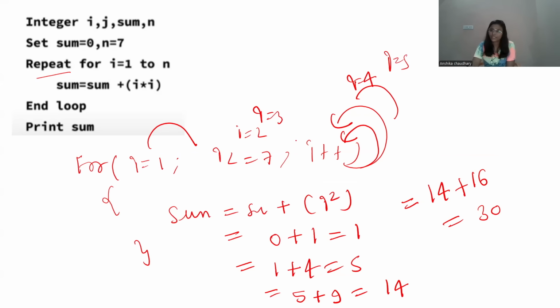5 is less than or equal to 7. Yes, the condition is true. It will again update the value of sum to 30 plus, this time 5 square, that means 25. So it will become 55. Once again, i value will become 6. It will check for the condition.